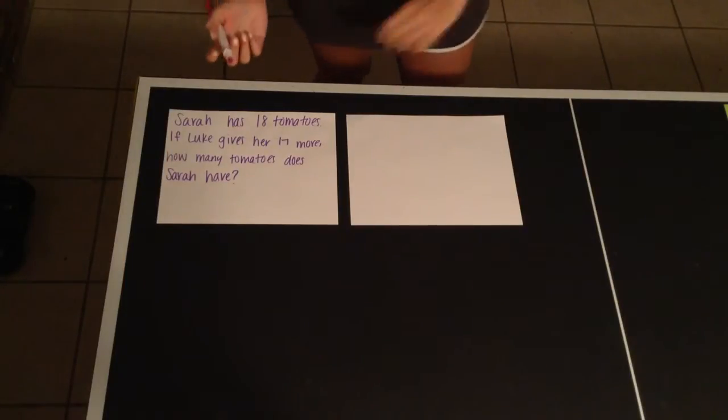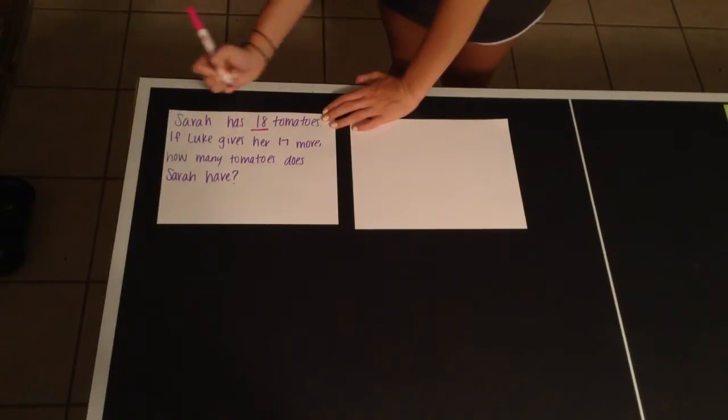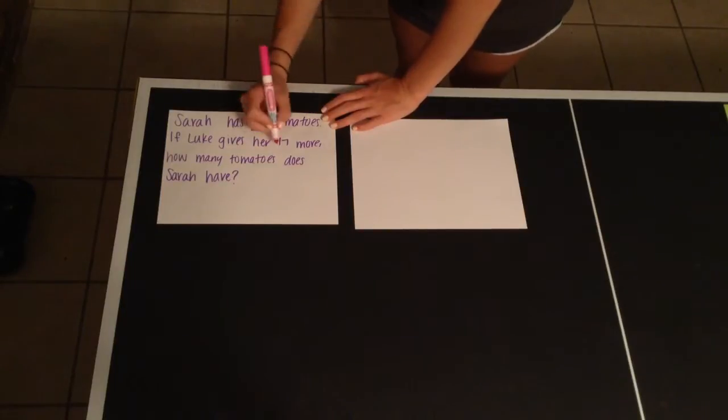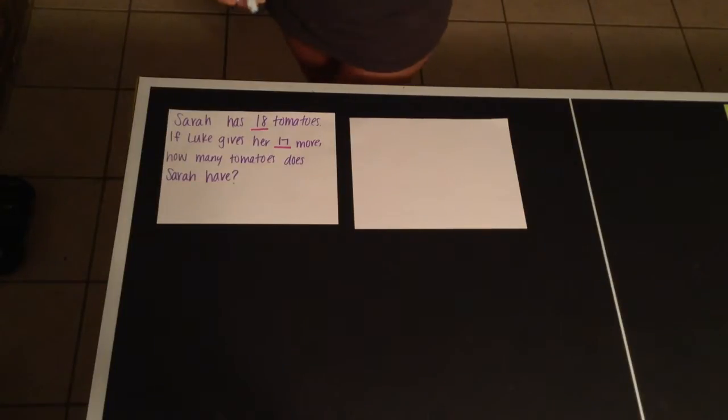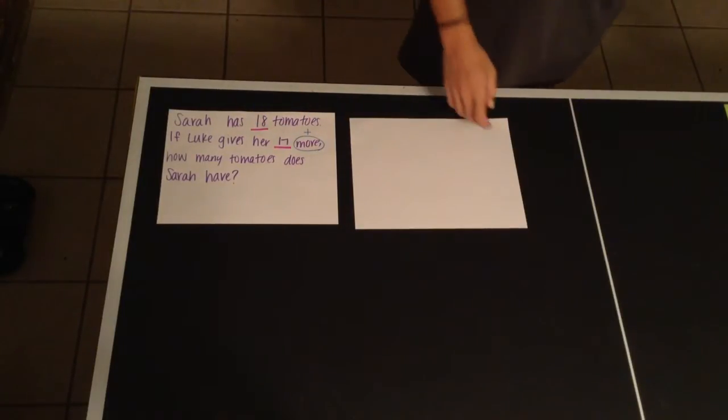So let's break down the problem. What we have to do first is find our key points in the problem. What we're going to underline in pink first is all of our numbers in the problem. So we see that Sarah has 18, so we underline our 18 tomatoes, and Luke is going to give her 17 tomatoes. So we're going to underline that in pink. Okay, the next part is we're going to see where we're adding in our problem. So we know that the word more right here is going to be our addition. So we see that Luke gives her 17 more.